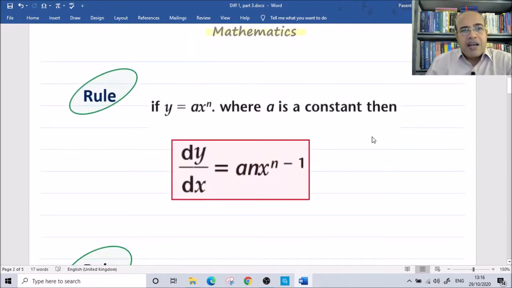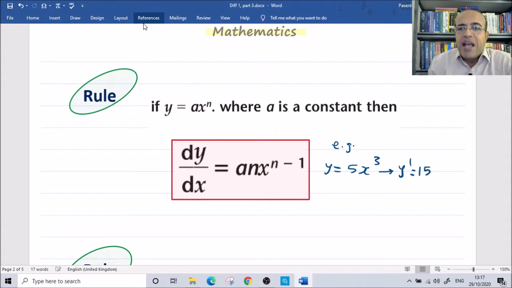Now, another rule. If we have a number beside x, ax power n, the derivative is n multiplied by a, and reduce 1 from the power. For example, if y equals 5x power 3, what is y dash or dy by dx? y dash equals 3 comes down, multiplied by 5. 3 times 5, 15. And reduce 1 from the power. 3 minus 1, 2.